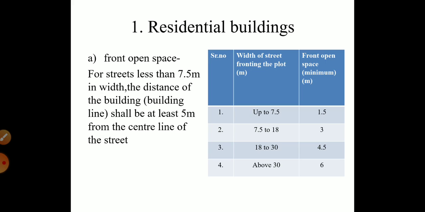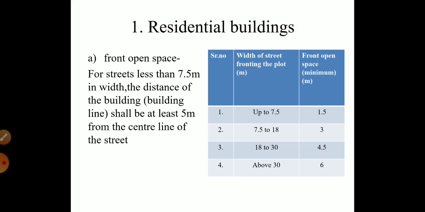If the width of the street fronting the plot is up to 7.5 meter, then the front open space we have to leave is 1.5 meter minimum. If the width of the street fronting the plot is 7.5 to 18 meter, then the front open space should be kept at 3 meter. If the width of the street is 18 to 30 meter, then the front space is measured from the center line, back side distance is 4.5 meter. And if the width of the street fronting the plot is above 30 meter, then the front open space should be kept at 6 meter.